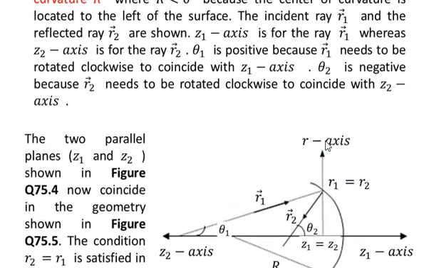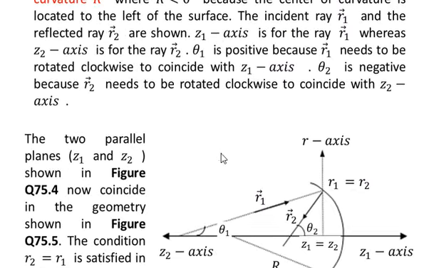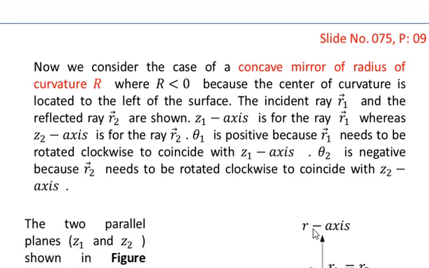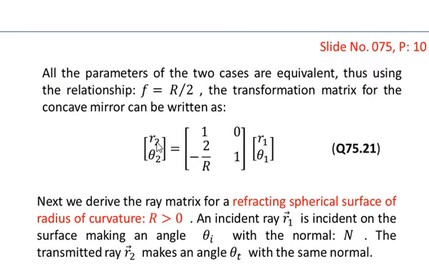But you see that the difference between this analysis and the earlier analysis is that here we have F, and for this geometry, that is the concave mirror, the focal length can be substituted as capital R by 2. So substituting F equal to capital R by 2, we have this matrix: R2, theta 2 on the left-hand side is equal to the matrix 1, 0, minus 2 over R, and 1, times R1 and theta 1, because here we have used the value of R to be a negative quantity.